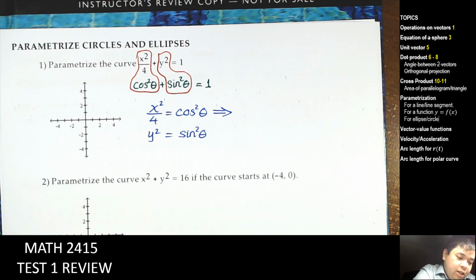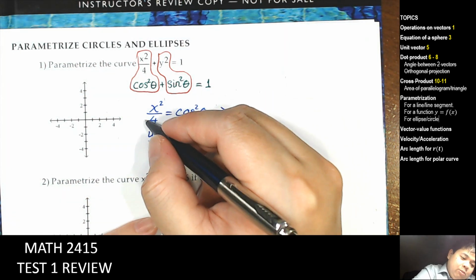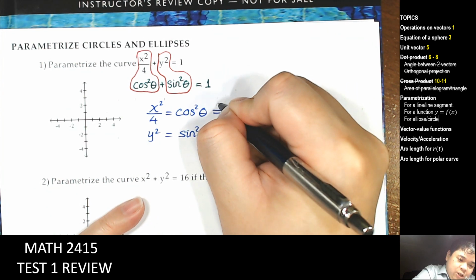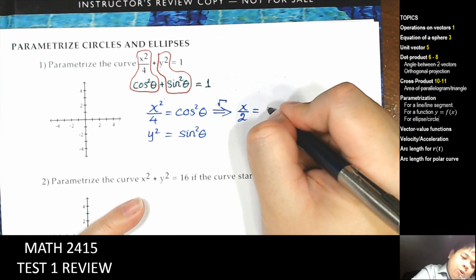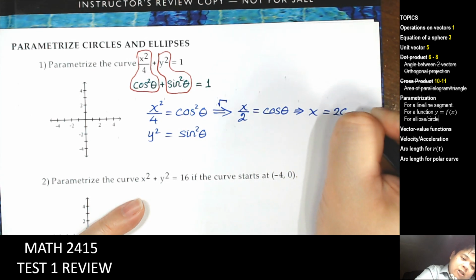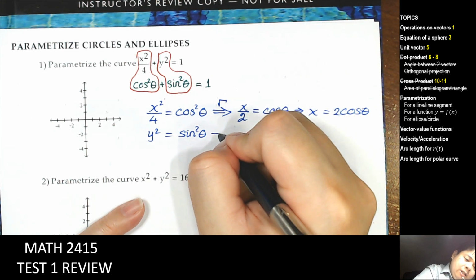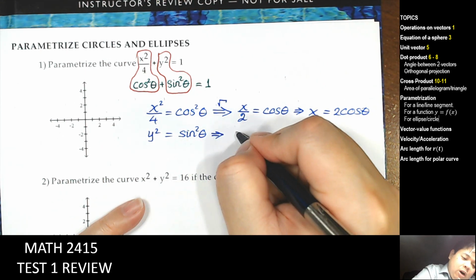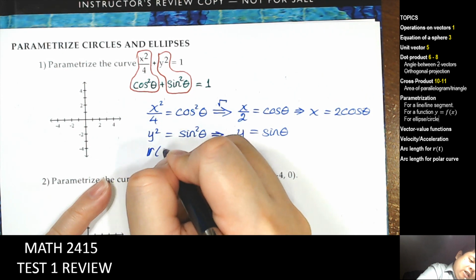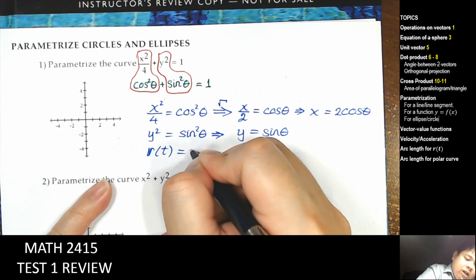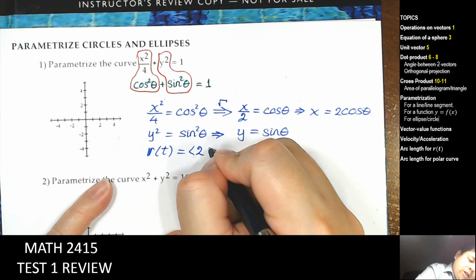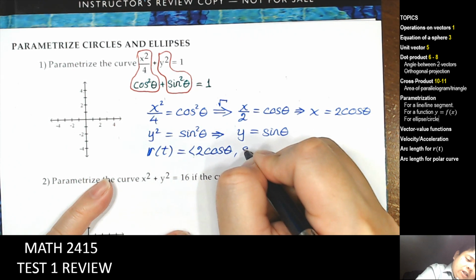So in this case, we take the square root on both sides. x over 2 equals, taking the square root, cosine of theta, and so x equals 2 cosine theta, and then y is just equal to sine theta. So we have r of t, of course, with x and then y, where x is 2 cosine theta, y is sine theta.